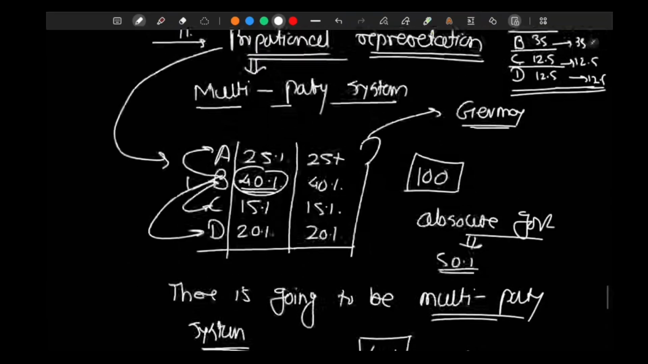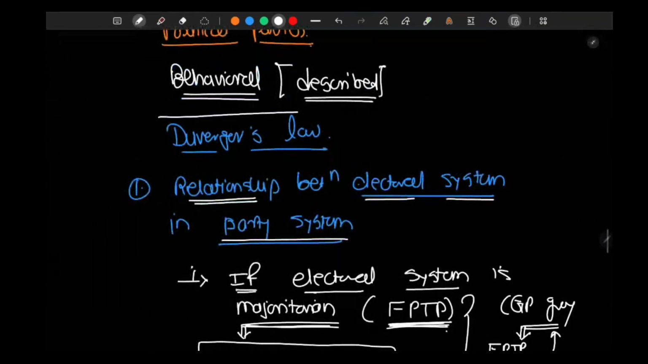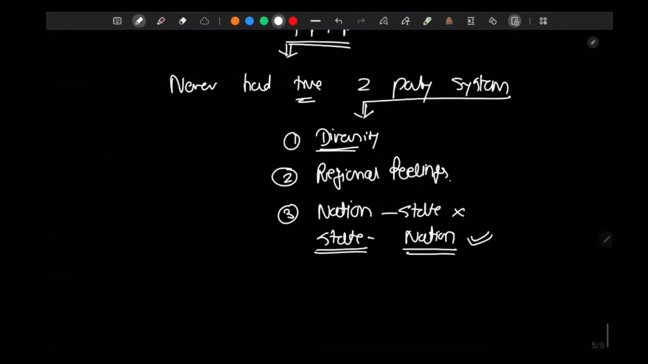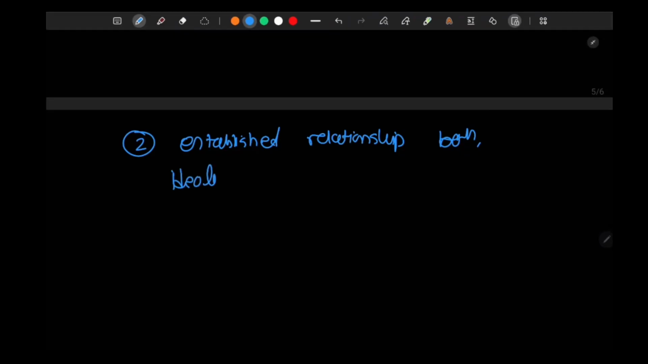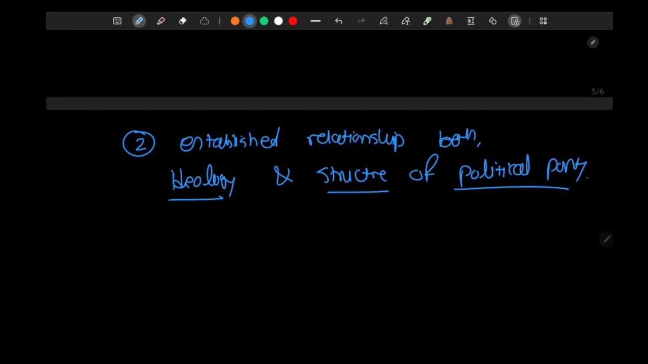Right? The second principle in Duverger's law. This is the first principle, the relationship between electoral system and party system. The second principle is that he has established a relationship between ideology and structure of political party.